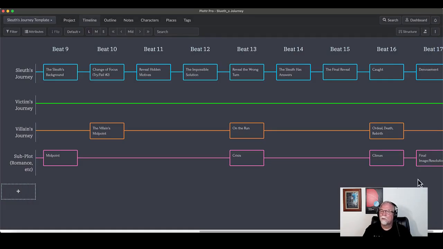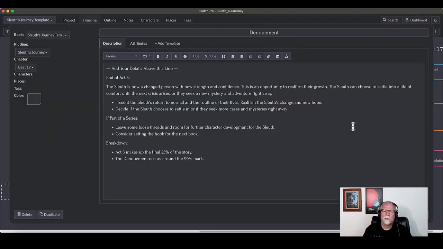Okay, so the only thing left is the denouement. Those of you who don't know what a denouement is, basically this is the return to the ordinary world. We saw the sleuth is now a changed person. Now, whether that's good or bad for the B story, it's generally good for the detective and his future in his career or whatever the case may be. So they return to the normal world.